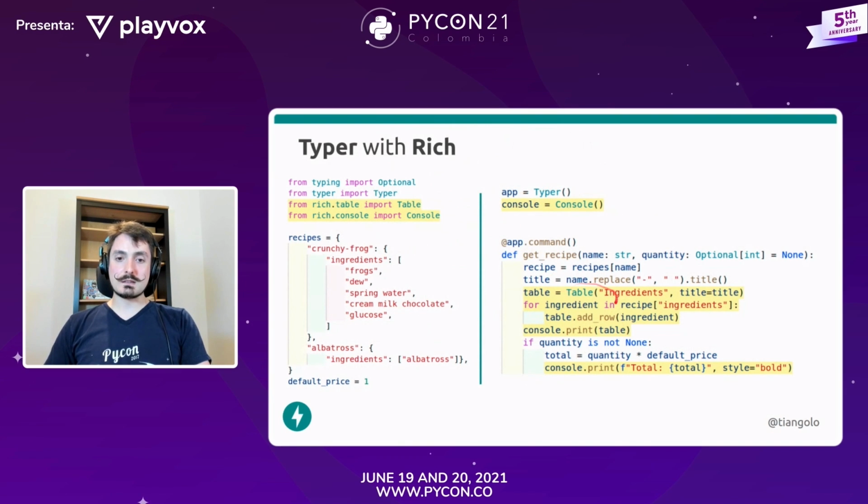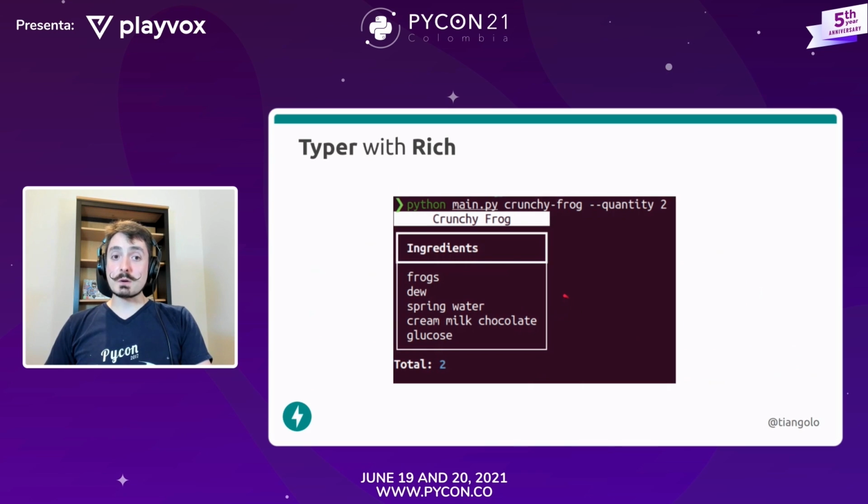I'm not going to show you all the details, but in general, we can use these tools and combine them together very well. Here we are creating a table that has some title, and for each one of the ingredients, we are adding each ingredient to the table. Then we print that table, and then we print what is the total here. Now, if we call that from the command line, we get a very nice table that is printed by Rich. So Typer with Rich works great.